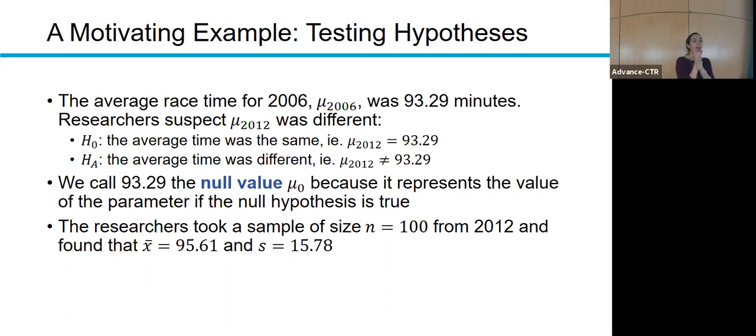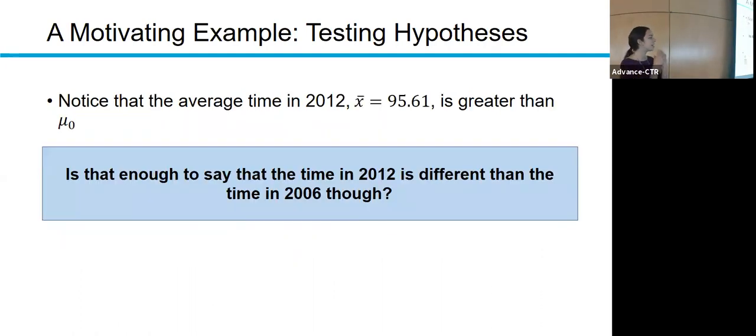So when you're estimating something, there is some uncertainty associated with it. So prior to saying, oh yes, they're different, we need to make sure that we take care and account for that uncertainty in estimating that X bar equal 95.61. So again, we can see that the average time in 2012 is different than the average time in 2006, but how different is different enough to conclude that there is in fact a statistically significant difference?